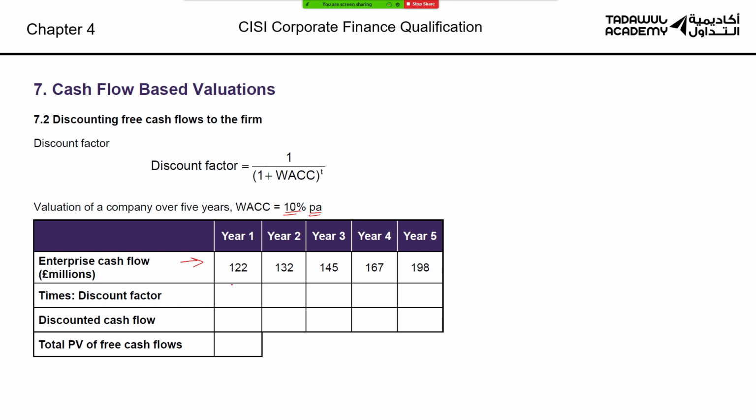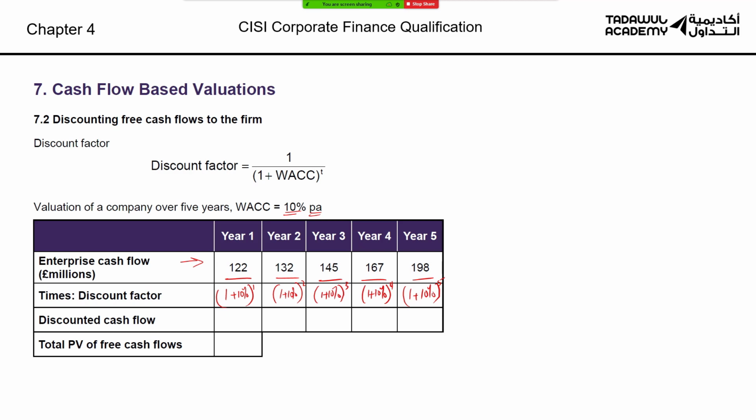Which is basically, in year one, you divide this by 1 plus 10% for the first year. For the second year, you divide it by 1 plus 10% to the power 2. For the third year, to the power 3, and then for the fourth year, 1 plus 10% to the power 4, and for the fifth year, 1 plus 10% to the power 5. So let's just do this quickly.